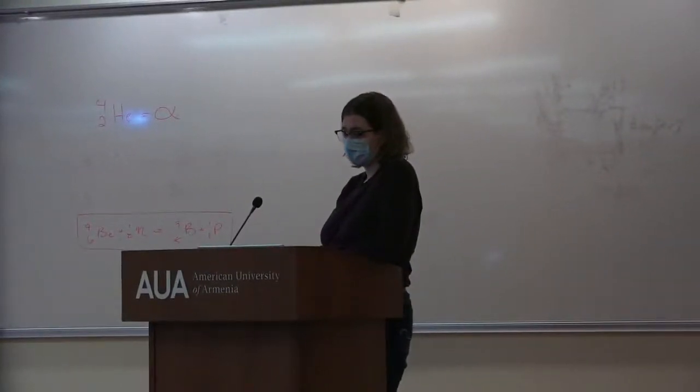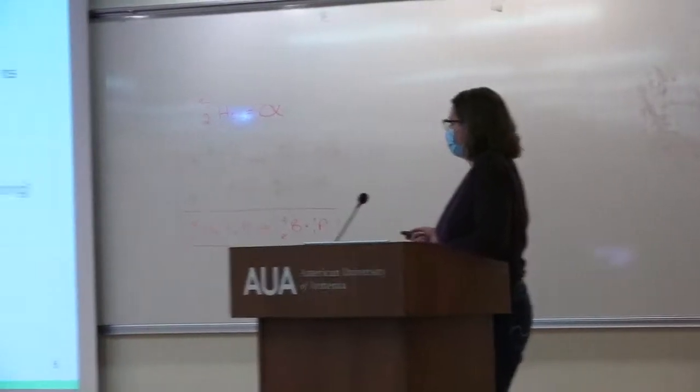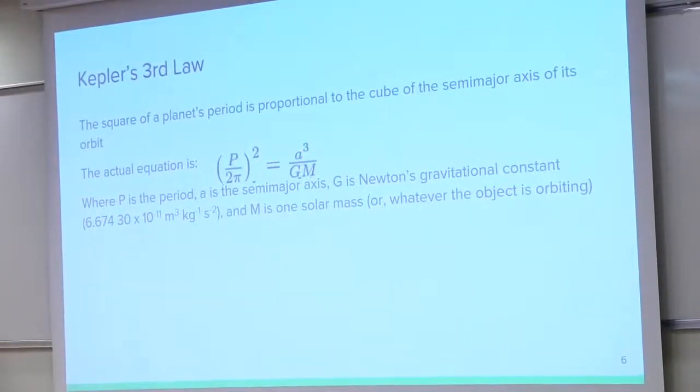What was the third law? Kepler's third law is this relation here, that the square of the period of the orbit is proportional to the cube of the semi-major axis of its orbit. The actual equation that the proportionality comes from is this: 2 pi under the period, and then the gravitational constant, and then the mass of, in this case, the sun with the planets, but if it's a satellite orbiting Earth, it's going to be the mass of the Earth.